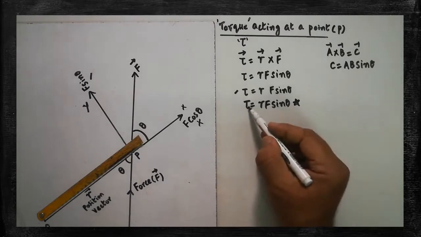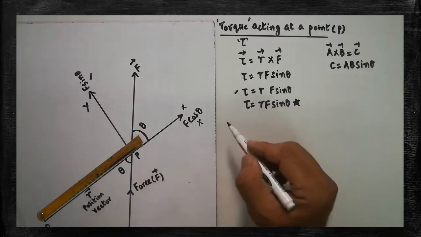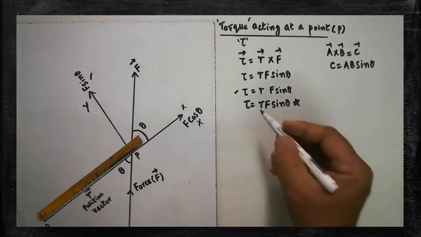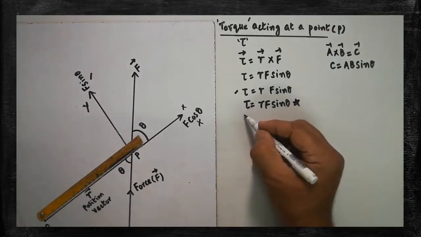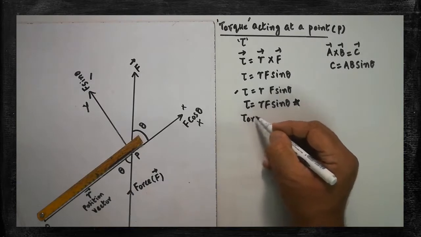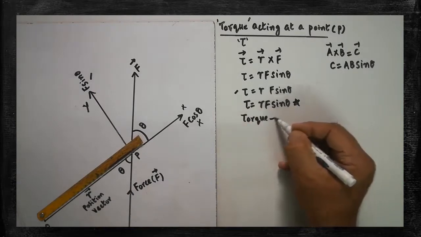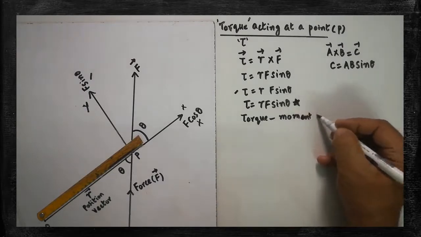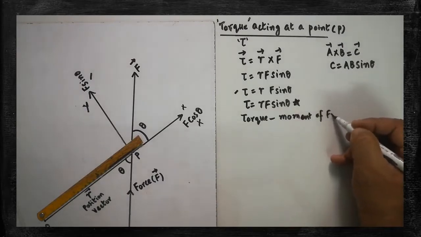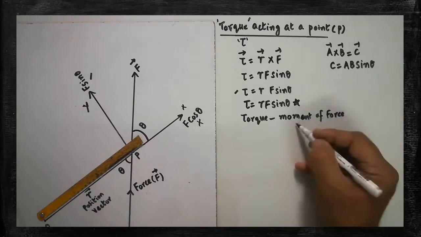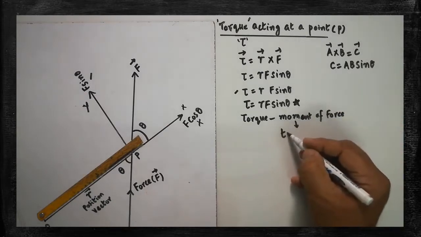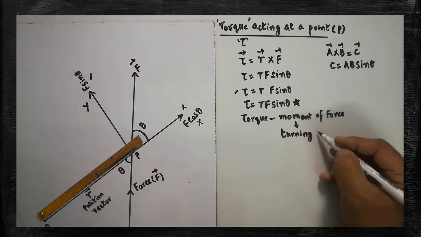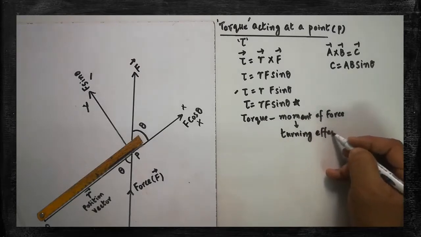This torque is responsible for the rotational motion of the object. Are you clear? Here that torque is otherwise called as moment of force. Torque is otherwise called as moment of force. Are you clear? Make a note. Moment means turning effect. Moment, what is the meaning of moment? Moment means turning effect. Are you clear?